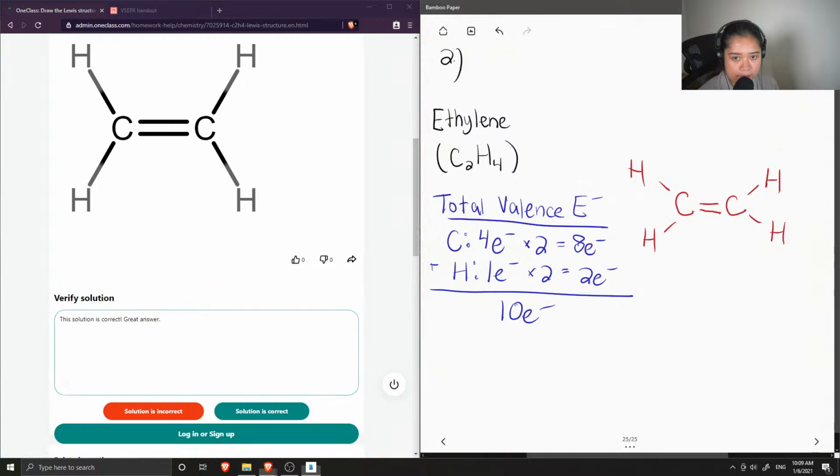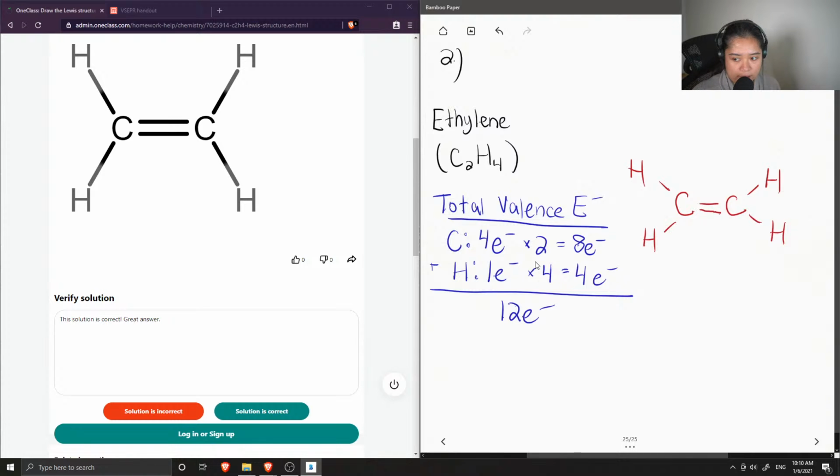I think I see a mistake I made where there are 4 hydrogen atoms instead of 2. So this is why we have an extra pair. So 1 electron times 4, so our total valence electrons should be 12.